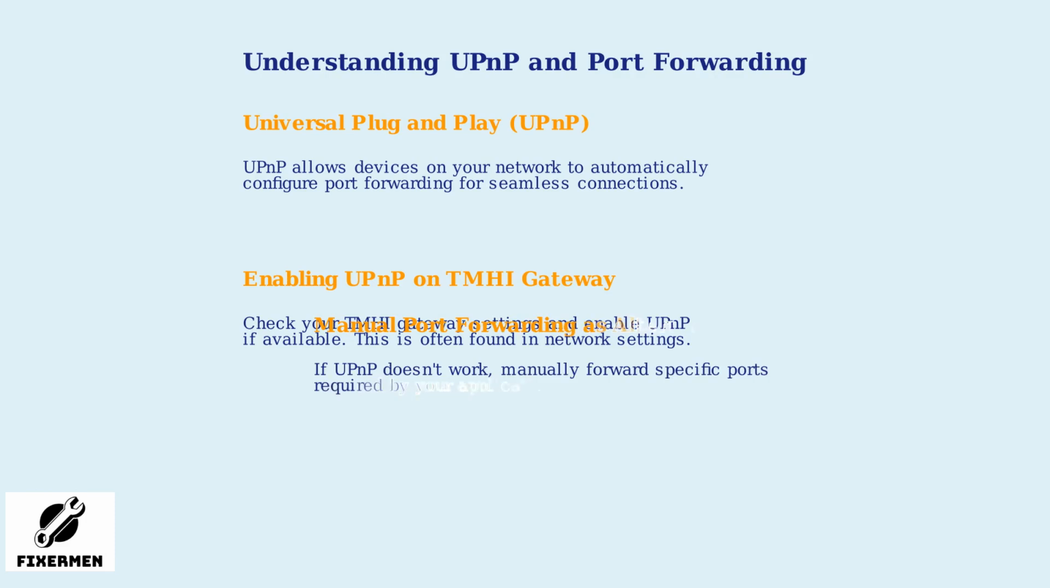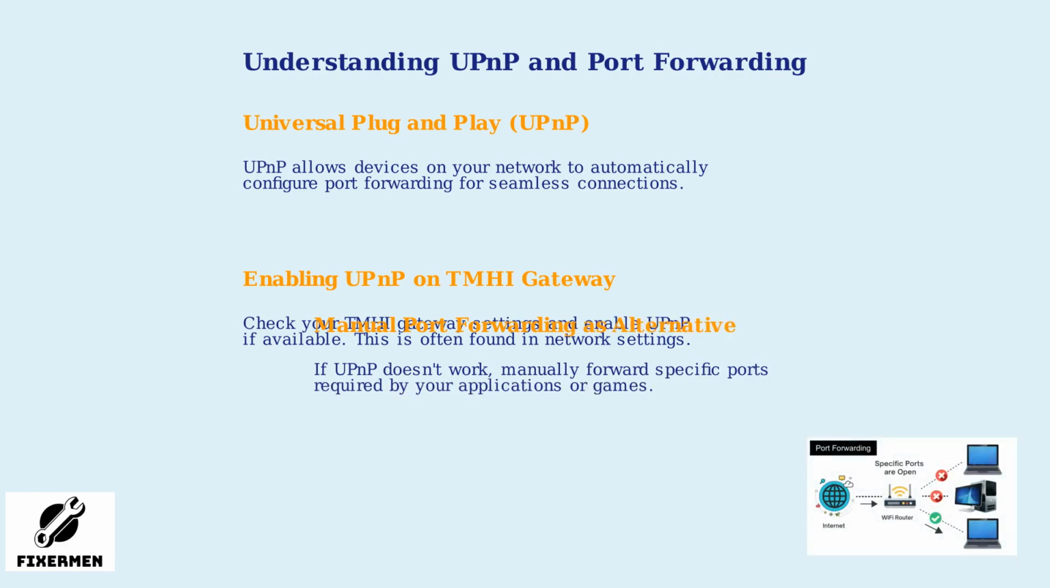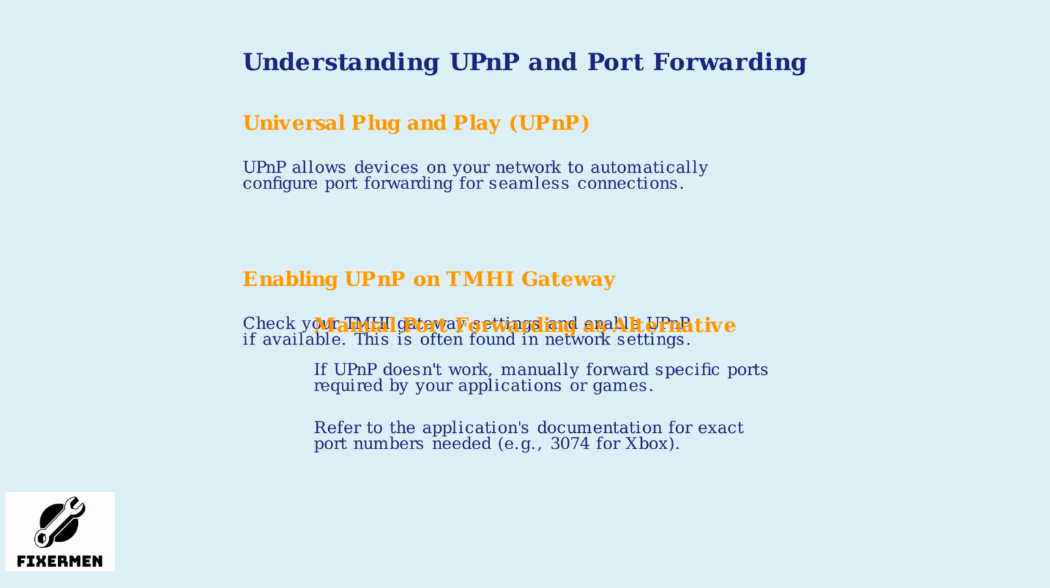If UPnP is not available or doesn't resolve the connection issues, you can manually forward ports. This involves opening specific ports in your router settings to allow traffic to reach particular devices. For manual port forwarding, consult the documentation of your specific application or game to find the required port numbers. Common examples include port 3074 for Xbox Live or port 9307 for PlayStation Network. Access your router's port forwarding settings and add these ports.